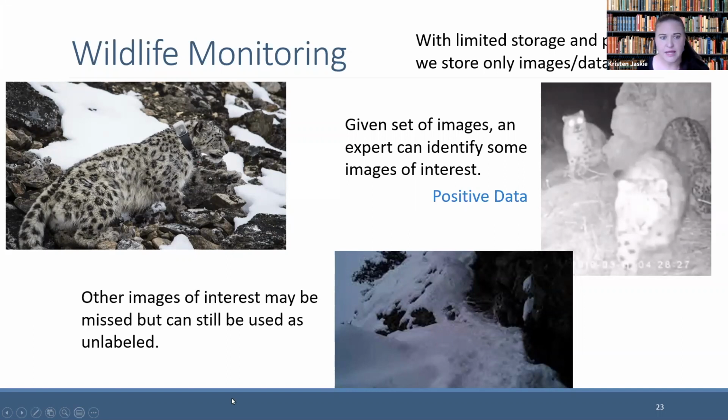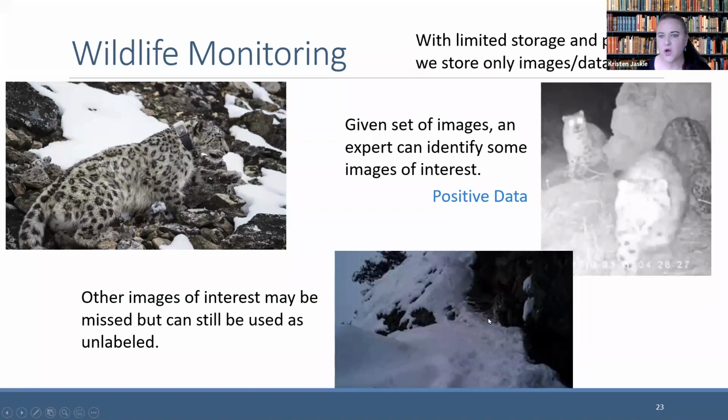For example, this image actually has a picture of a snow leopard right there. It's well hidden, poorly visible, and it blends in very well, and a human or machine classifier might miss it. But again, what we'd like to do is train a classifier to identify it. So we don't want to label this as negative.